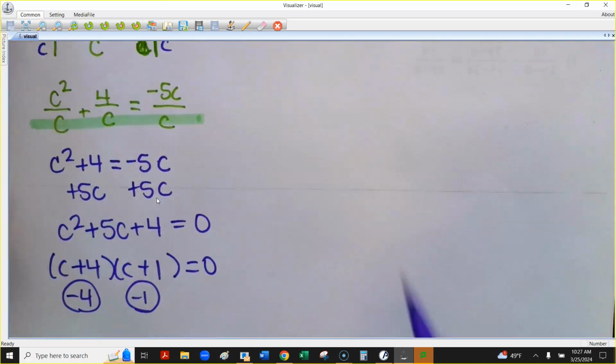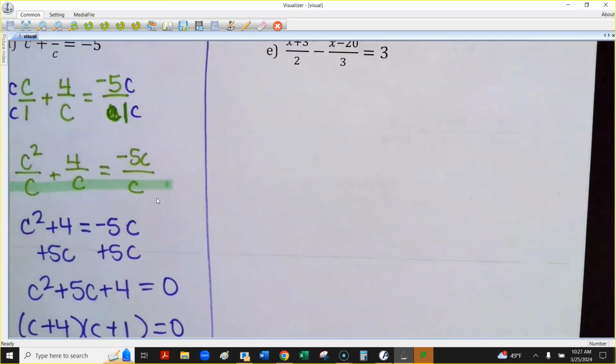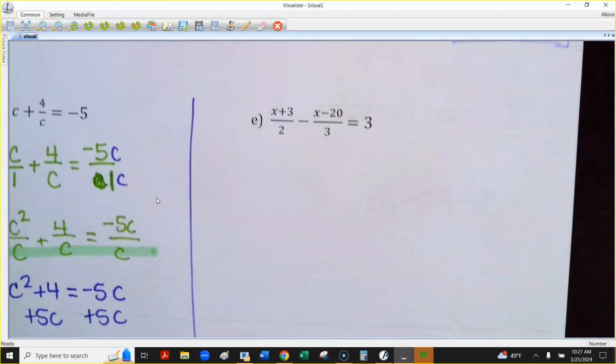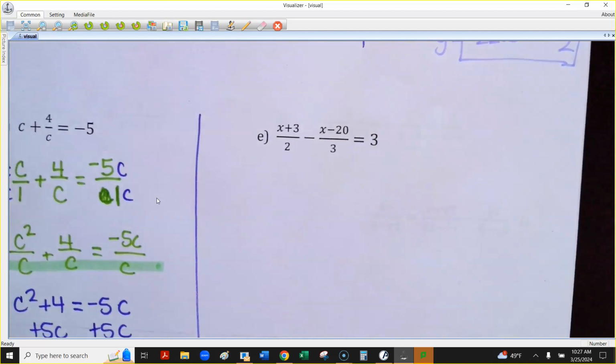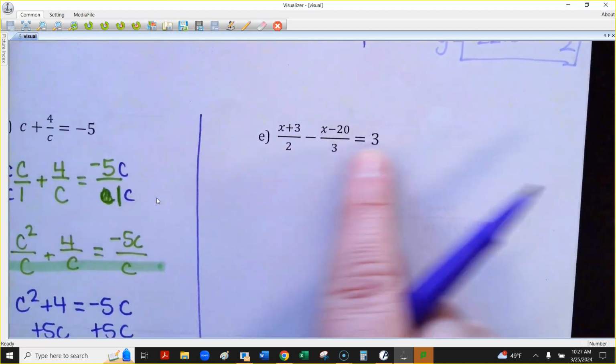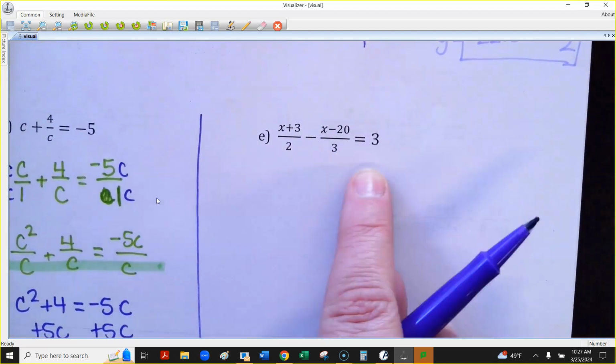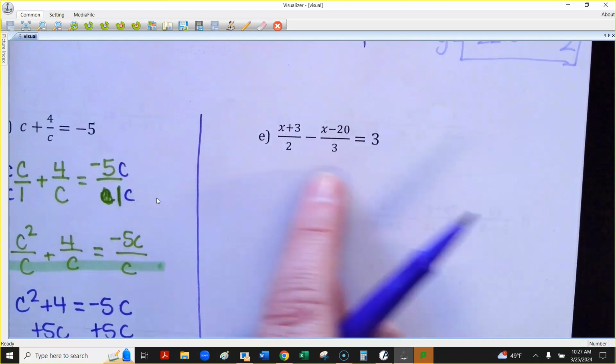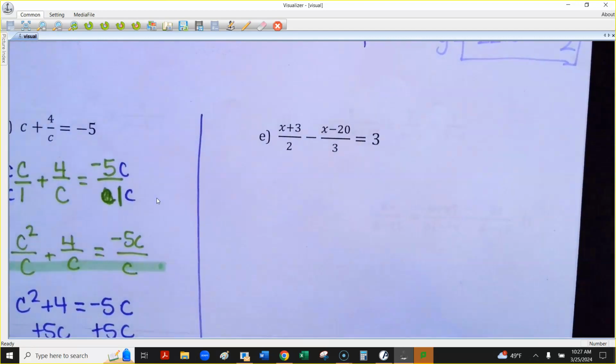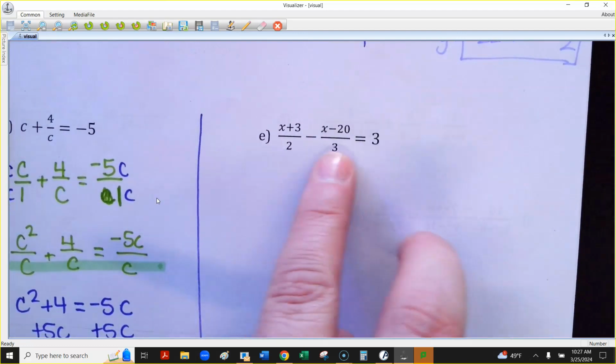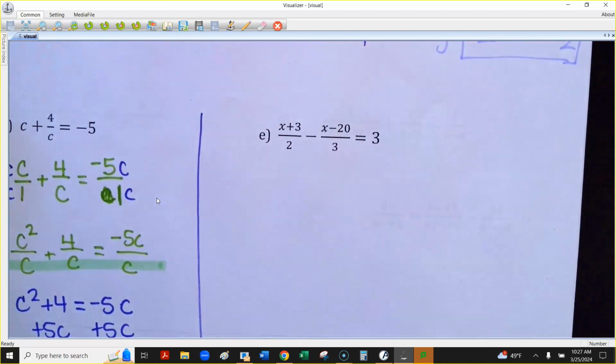Okay. Now, let me look at this next one. I would tell you for this one, this is more similar to that very first question we did. I don't have any variables in a denominator here. If you don't have any variables in a denominator in the bottom of the fraction, I would just try and find a number that both 2 and 3 would go into. Can you guys think of a number that 2 and 3 would both go into? 6.